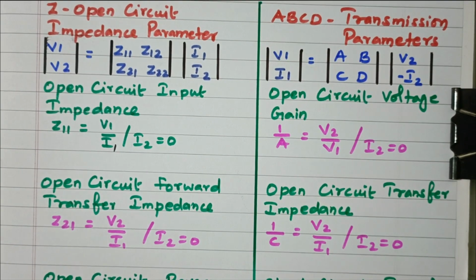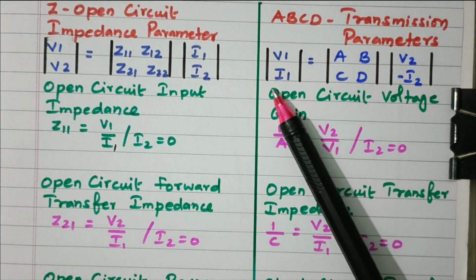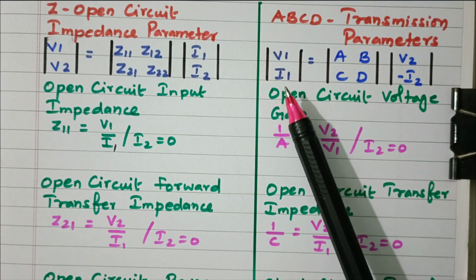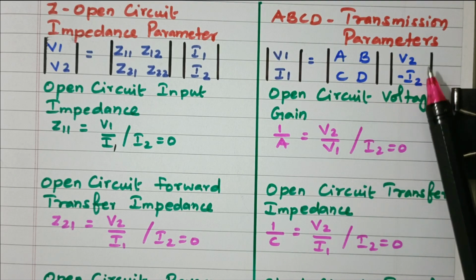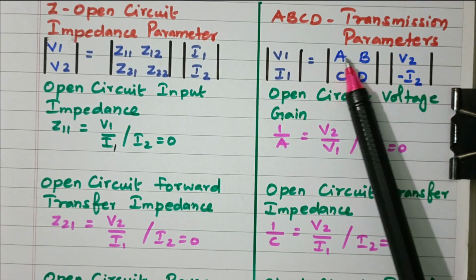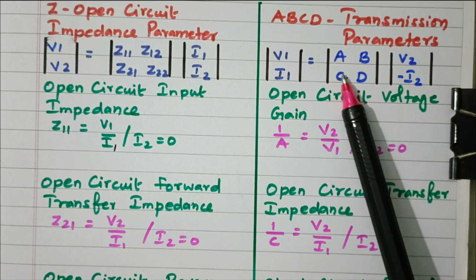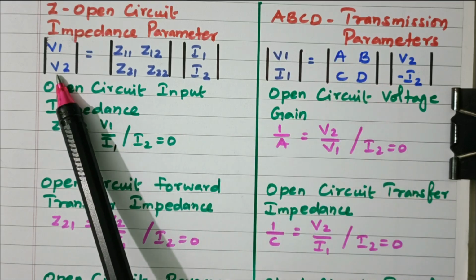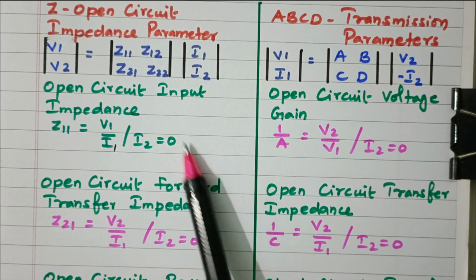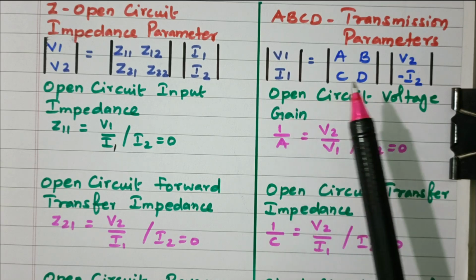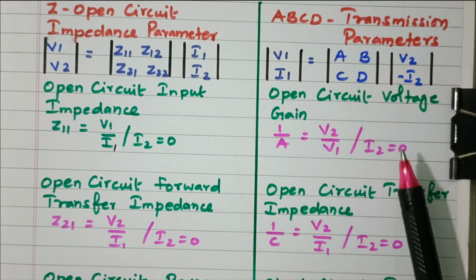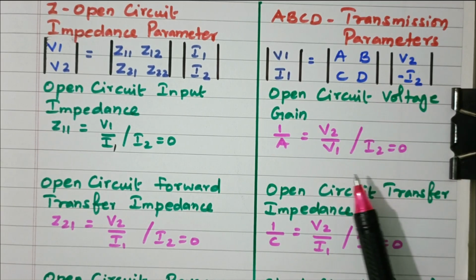So this is the equation for V1, I1. The input port voltage and current are expressed in terms of the output port voltage and current. This is the transmission parameter ABCD. Here the input port voltage and current are expressed in terms of the output port voltage and current. Now we'll see the parameters one by one.